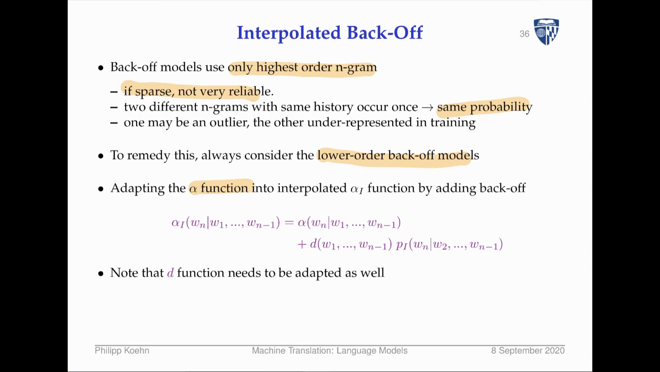So here is how we do this. This is now our new alpha. This is alpha as we computed before. It doesn't look too complicated. You're just going to always add in the back-off for that as well. So the D function needs to be adapted as well, so things make sense and don't get out of hand with probability mass. Probability mass still has to add up to 1 at the very end. So the big idea here is we're always going to also consider the back-off statistics.